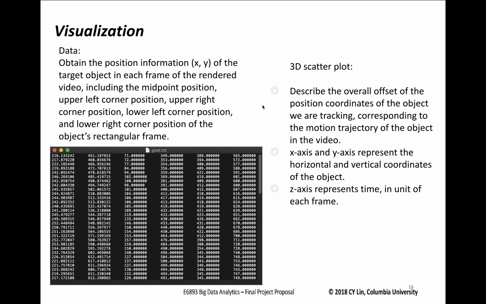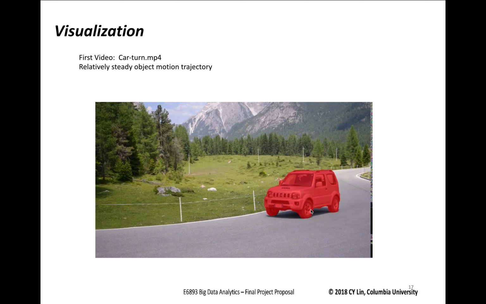Then we use the data to make a 3D scatter plot using d3.js. This 3D scatter plot describes the overall offset of the position coordinates of the object we are tracking, corresponding to the motion trajectory of the object in the video. The x and y represent the horizontal and vertical coordinates of the object. Z represents the time in units of frames. So this is a demo visualization.